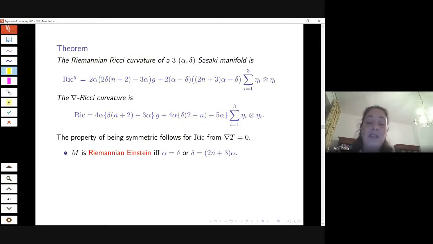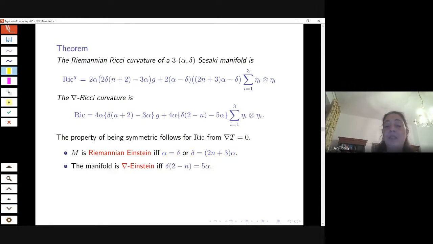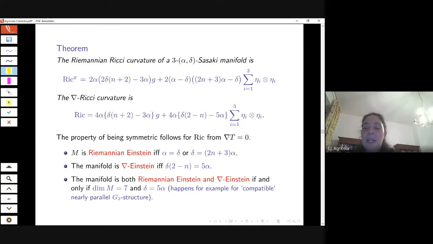Now, you can ask, okay, when is this a Riemannian Einstein manifold? There are exactly two situations. If alpha is equal to delta, or alpha and delta are linked by this relation. Now, this was qualitatively known because it is known that every 3-Sasaki manifold carries a second Einstein metric by deformation. So this is the deformation. The manifold is Nabla-Einstein if you have this other condition. And it's going to be both Riemannian Einstein and Nabla-Einstein if you're in dimension 7 and you have this. And this is, in fact, what is known to be a compatible nearly parallel G2 structure. Okay, so we cover all the Einstein metrics that we knew that they should qualitatively exist, but nothing else.